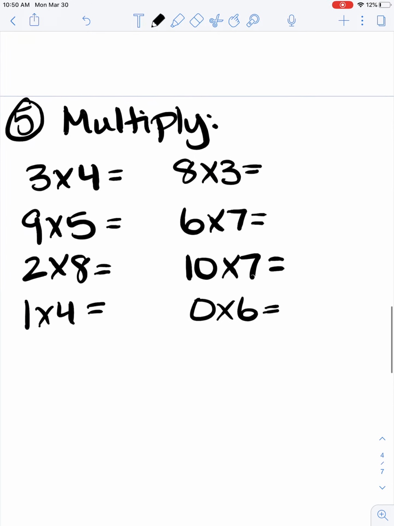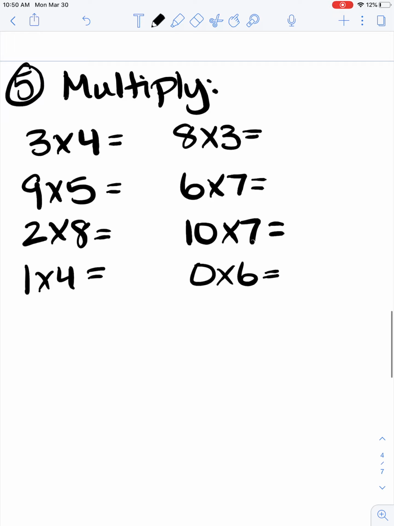Okay, let's move on to number 5. Number 5 was multiplying. So with this, I'm going to go ahead and sing our songs, two different ways to get it. Okay, so 3 times 4 means 3 groups of 4. So I'm going to count by 4s. 4, 8, 12. Let's do it the other way. Let's do 4 groups of 3. 3, 6, 9, 12. Both times, I get 12.